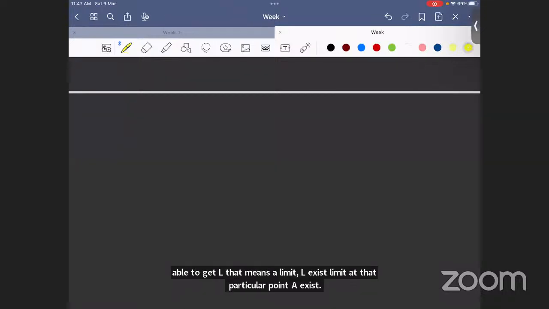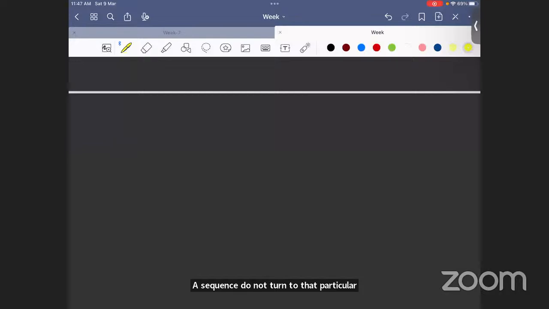Yeah, but sir, in the verbal explanation, sir said that the sequence does not tend to that number. What sequence does not? Just a second, let me open it. It's saying that there are plenty of sequences which tend to a particular number, but the function of those sequences does not tend to f of that number.